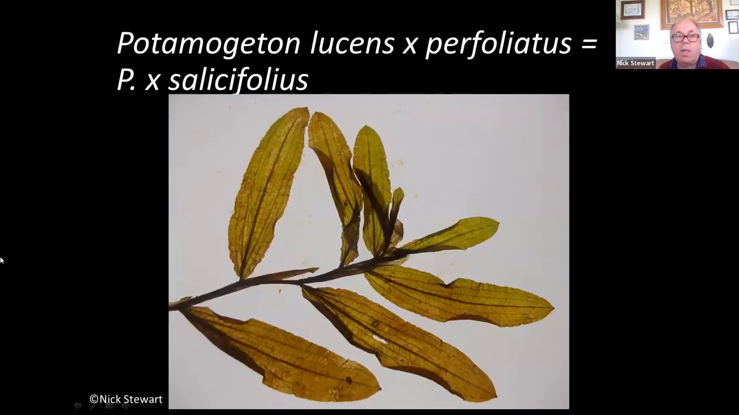And the third hybrid is Potamogeton salicifolius, which is the lucens perfoliatus hybrid. Again, it has the larger glossy leaves of the lucens, but has a much more rounded base to the leaf. It still has the lucens point to the tip of the leaf. It's still got that little sharp cusp at the tip, but it has a more rounded base. And again, it shouldn't have any stalk to the leaf.